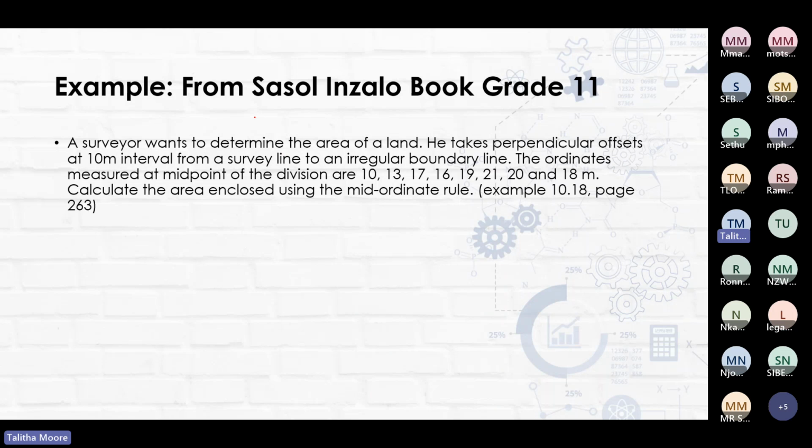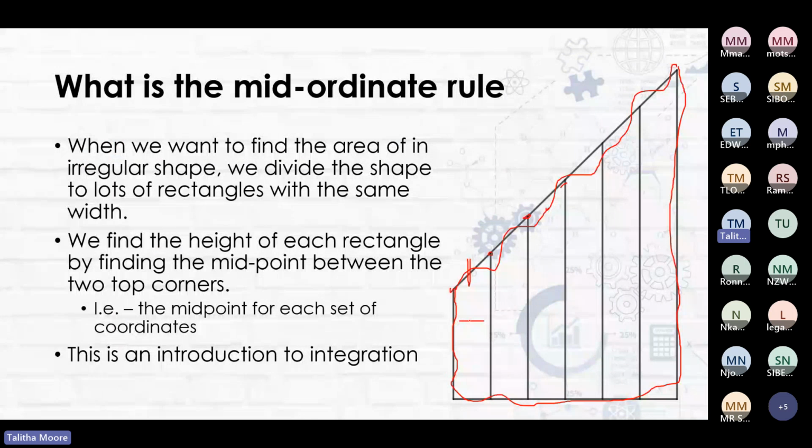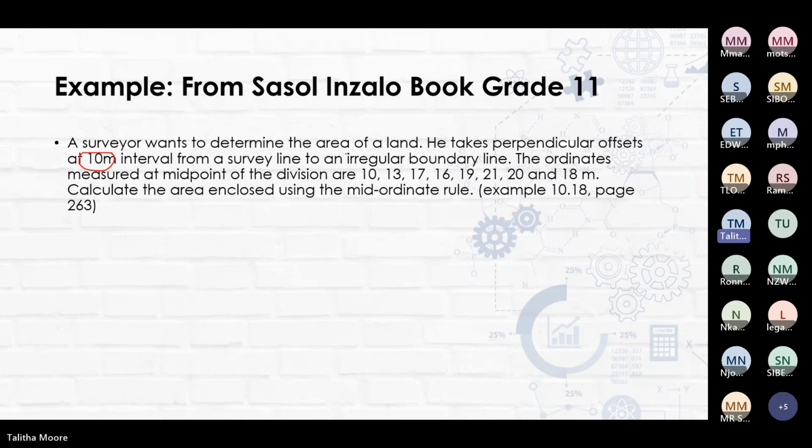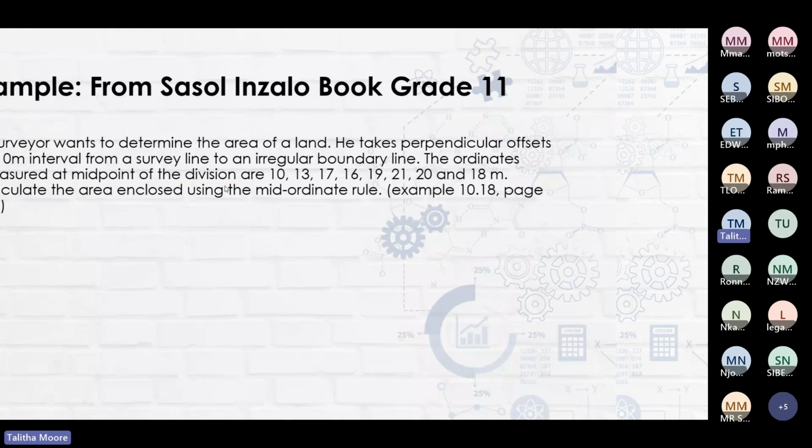So a surveyor wants to determine the area of a piece of land. He takes perpendicular offsets at 10-meter intervals. So he's telling you here that this is the standard division, and in our shape here, these would all be 10 meters wide. To an irregular boundary line. The ordinates measured at the midpoint are 10, 13, 17, 16, 19, 21, 20, and 18. Calculate the area enclosed by the mid-ordinate rule.